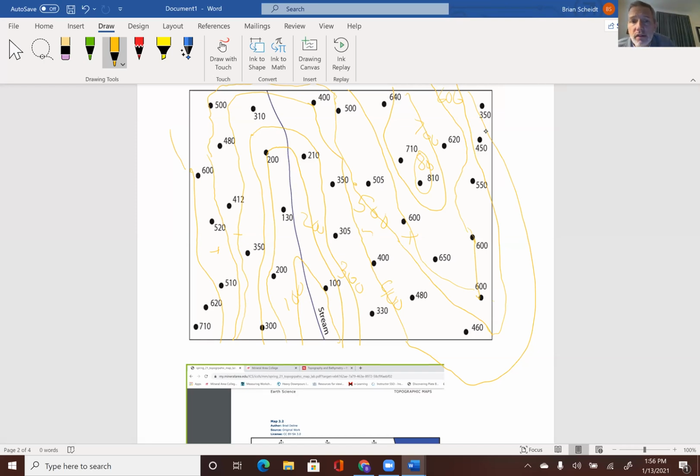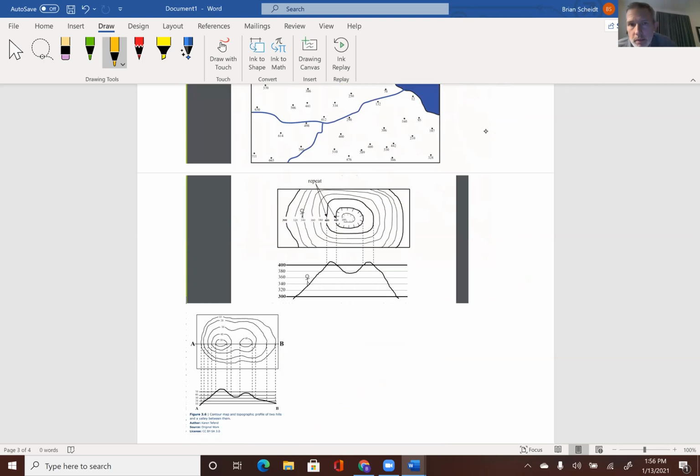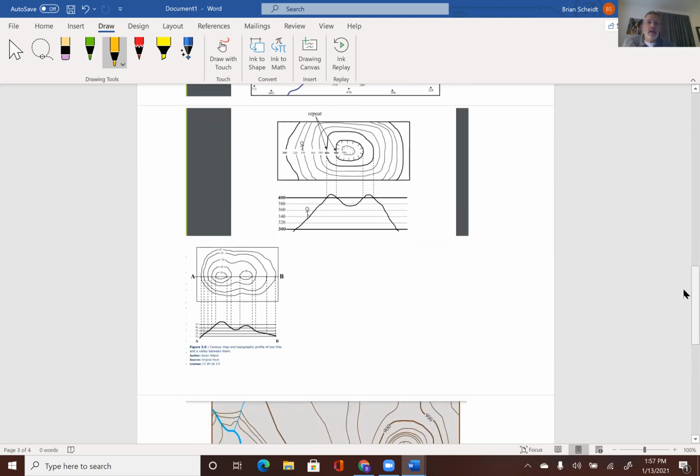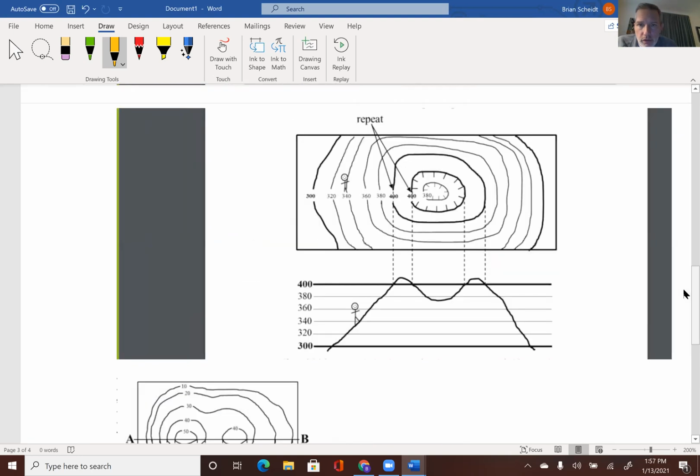You're going to be doing a very similar one with this image right here. Now, the next thing that you're going to be doing in this lab is a topographic profile, a side view. And to do this, what we're going to do is, let me zoom in so we can really see this one.